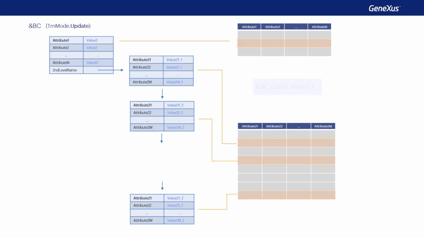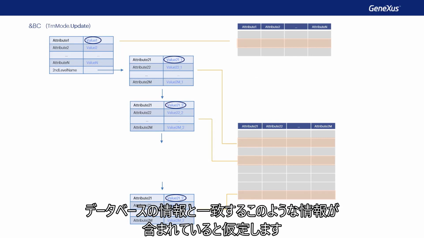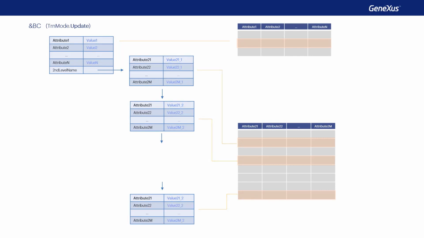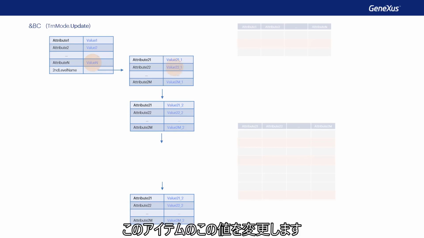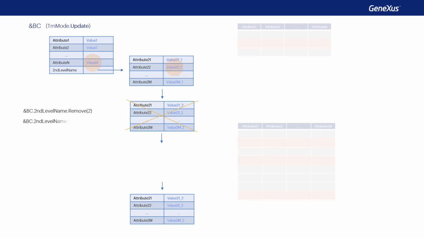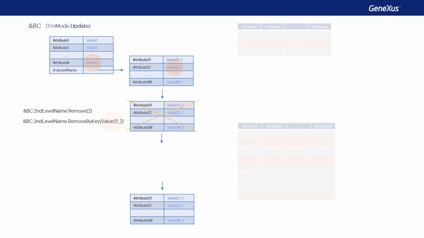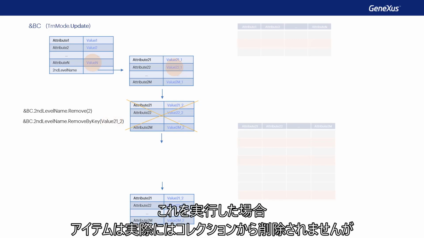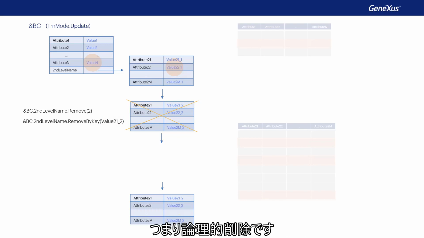Let's slow it down. Suppose that a load of the BC variable was made, leaving it in update mode, and with this information, which matches that of the database. Next, we manipulate the variable by code, and do, for example, the following. Change this header value, this one of this item, delete this other item, either with the remove method of the collection, asking to delete the second item, or the remove by key, to which we must pass the identifier. When doing this, the item will not be actually deleted from the collection, but marked to be deleted. So it'll still be there. That is to say, it'll be a logical deletion.